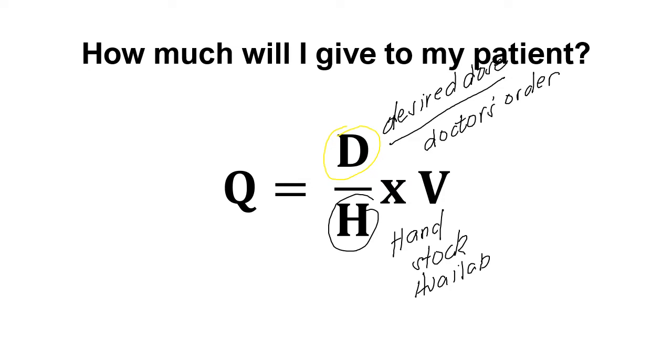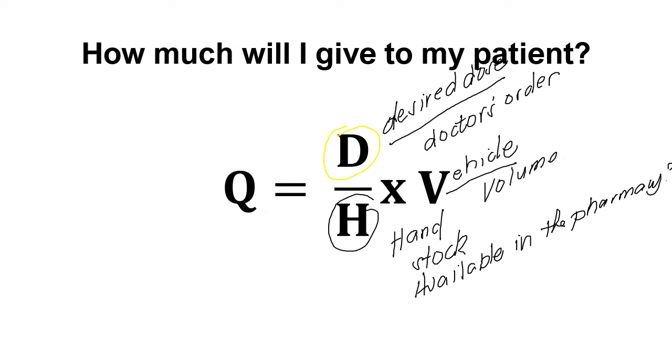Or what is the type of medication available in the pharmacy? That would be your dose at hand. Then letter V. The letter V there, guys, would stand for volume or vehicle. In other words, what is the amount of the medication that carries, what is the volume of the medication that carries the specific amount of medication intended?